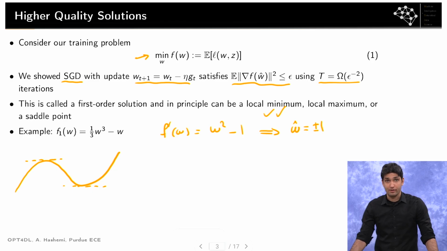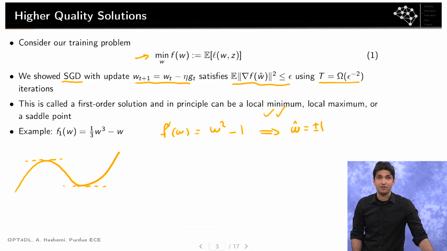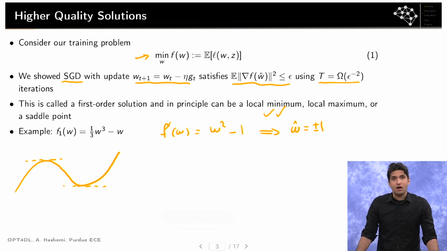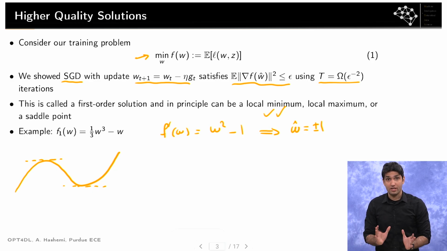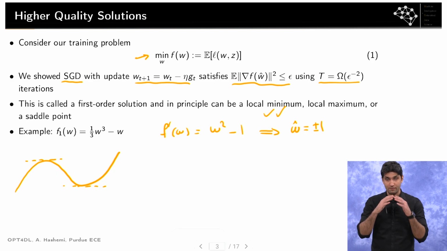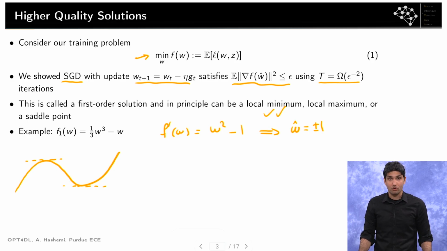Both of these are first-order stationary points at which the gradient is 0, but one of them is a good solution, a local minimum, and the other point is a bad solution, a local maximum. How can we identify which one is a good solution and which one is a bad solution? Well, we have to look at the curvature of the function, in particular the second-order derivative, because that determines the curvature. If the curvature is positive and the function is curving upward, we can consider that point to be a local minimum. On the other hand, when the curvature is negative, so the function is locally concave and curving downward, then that point is a local maximum.